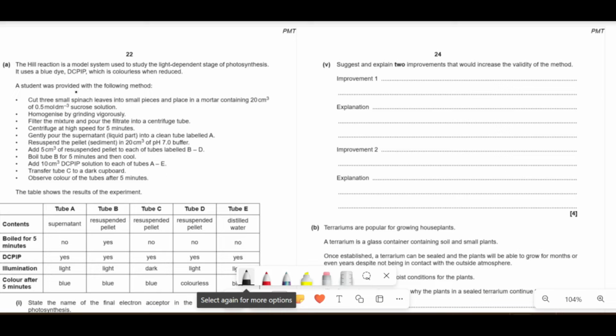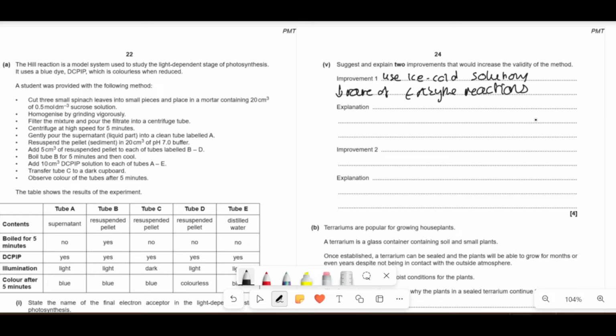So what they've done is they've cut these leaves and put them in a solution. Generally, when you do this experiment, you do it in a nice cold solution, and to my knowledge, it doesn't say that here. So first of all, you've got to use ice cold solutions. Why? It's to reduce the rate of enzyme reactions. Oh, whoops, I've written it up there by accident.